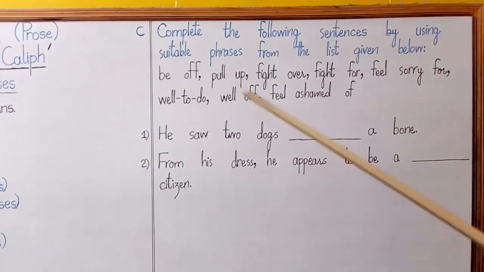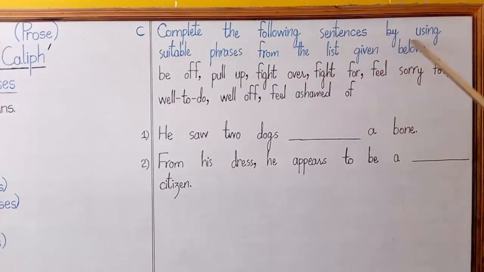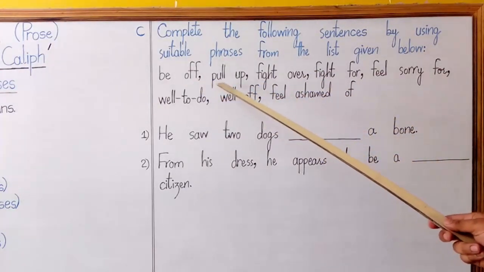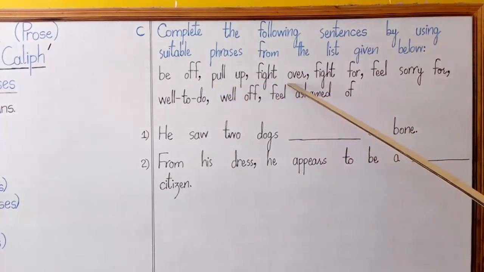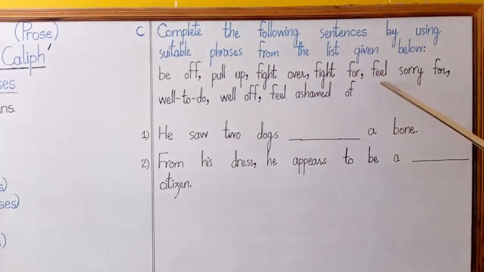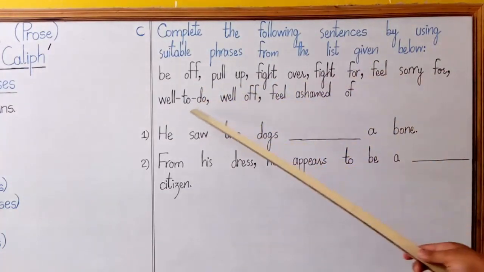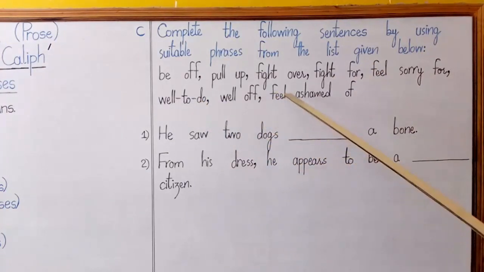Exercise C. Complete the following sentences by using suitable phrases from the list given below. We did exercise B with the blanks to be filled with words, and this is the exercise with the blanks to be filled with phrases. We have these phrases in the list here: be off, pull up, fight over, fight for, feel sorry for, well to do, well off, feel ashamed of.